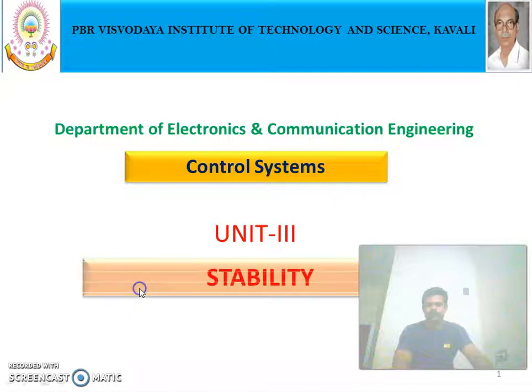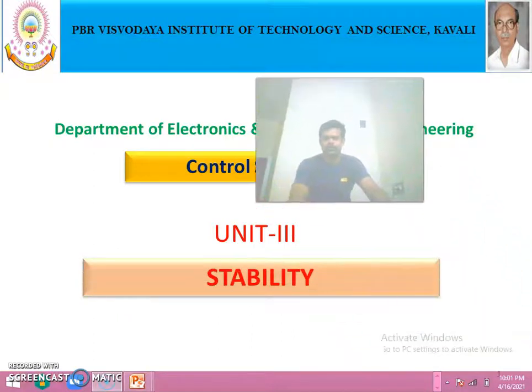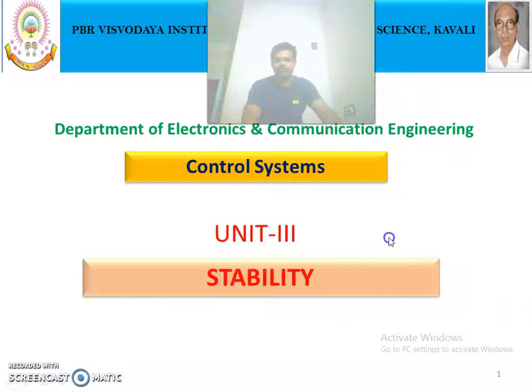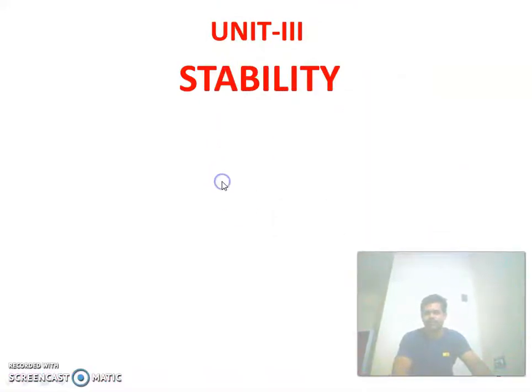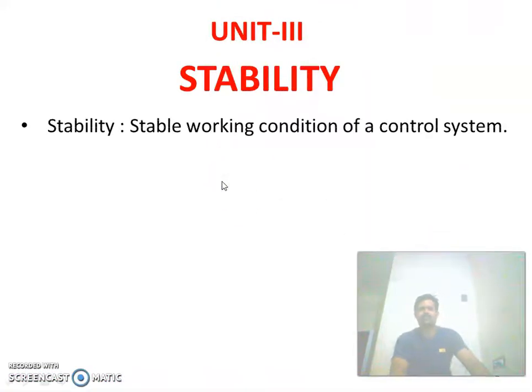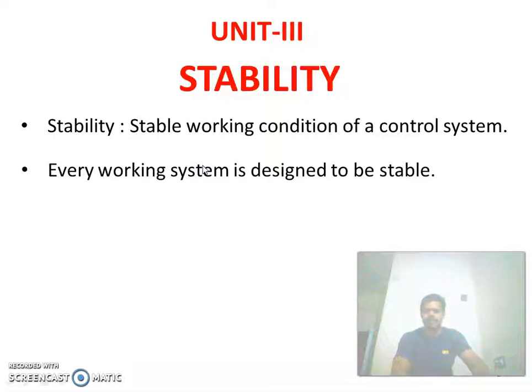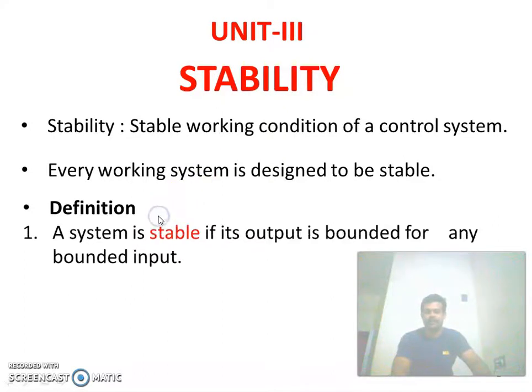Next we are going to see the third unit, which is stability. Stability is nothing but the stable working condition of a control system. Every working system is designed to be stable.